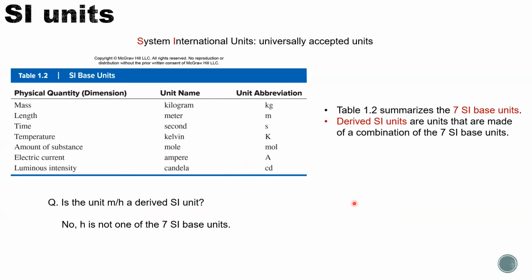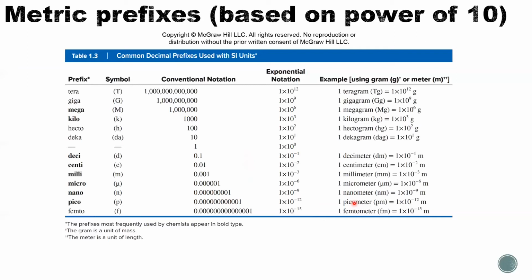Within SI units, we typically talk about the metric prefixes. These are prefixes based on the power of 10. Table 1.3 lists all the prefixes and the values they correspond to. You also need to know all of these prefixes and their corresponding values. The most commonly used prefixes are in boldface. You need to master this Table 1.3.